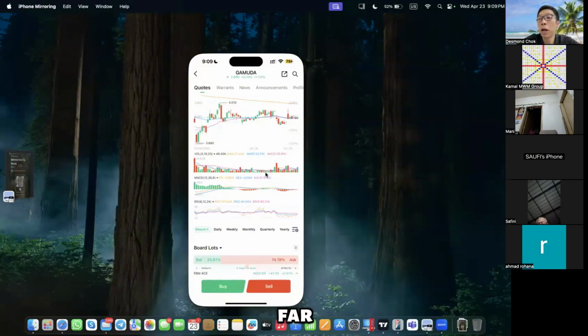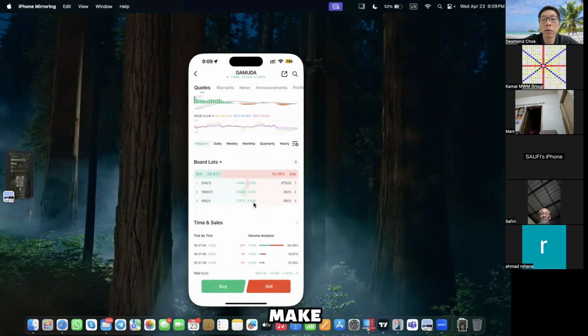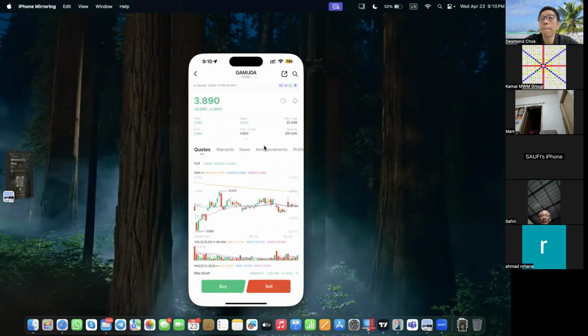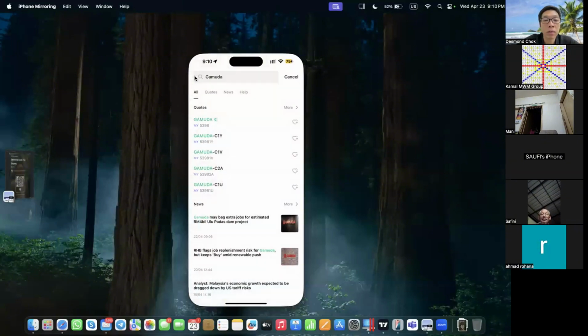Okay. So far, any question on this part? So I think this is the most important part for you all, I guess, because this part is how to buy and sell. So I want to make sure everything that you all clear on this part. Any question on this part? So if no, then I proceed.